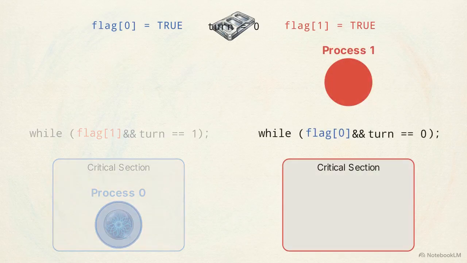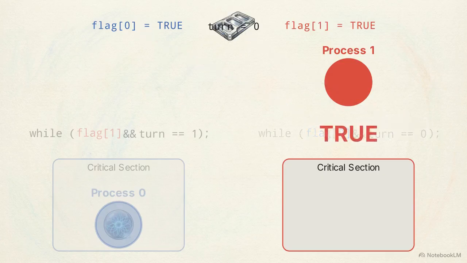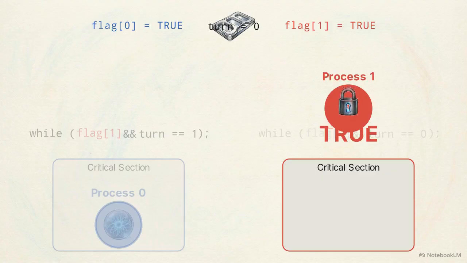Now let's look at the exact same loop evaluation happening over on process 1. Process 1 checks its first condition. Is process 0's flag true? Yes, it is. It checks the second condition. Is it process 0's turn? Looking at the registry, turn does equal 0. This evaluates to true. With both sides of the statement returning true, process 1 is caught in the while loop. It is physically unable to proceed, which definitively proves the algorithm guarantees mutual exclusion.